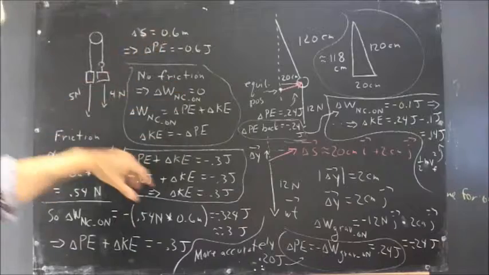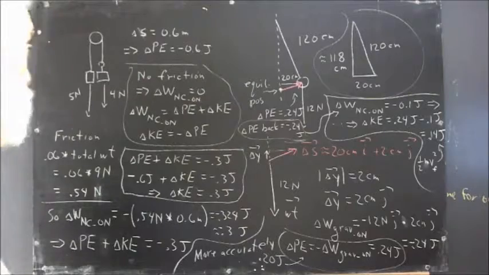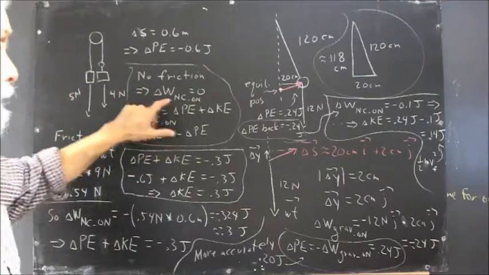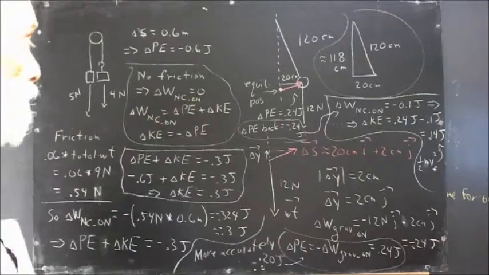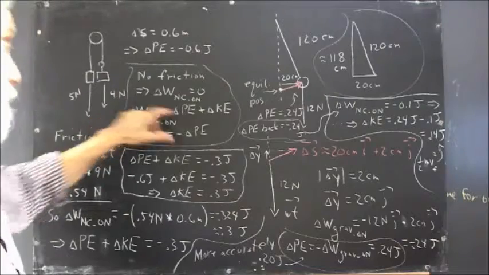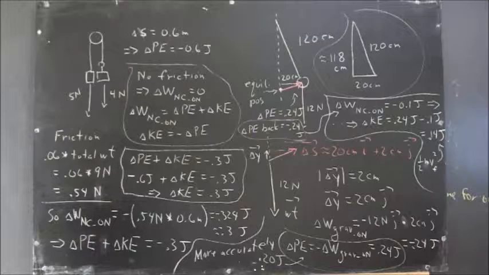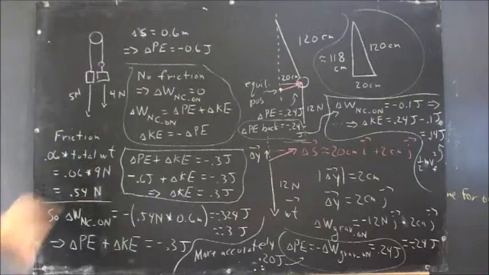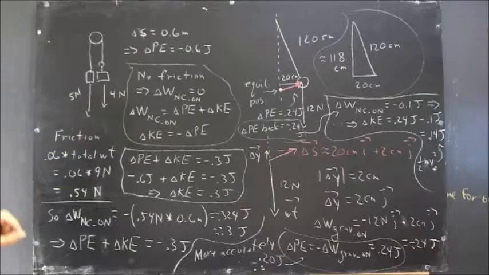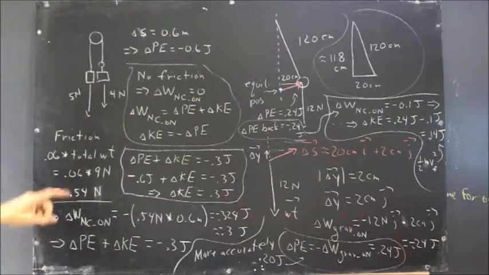Now, continuing the same situation and summarizing the results from before, the potential energy change is -0.6 joules. If there's no friction, then the work done on the system by non-conservative forces is zero, so the change in potential plus the change in kinetic is equal to zero, meaning that the change in kinetic energy is equal and opposite to the change in potential energy. Now, if there's friction, which is the situation that we're analyzing here, that friction is 0.06 times the total weight. Well, the total weight is 9 newtons, assuming that the pulley and the cord are of insignificant weight.